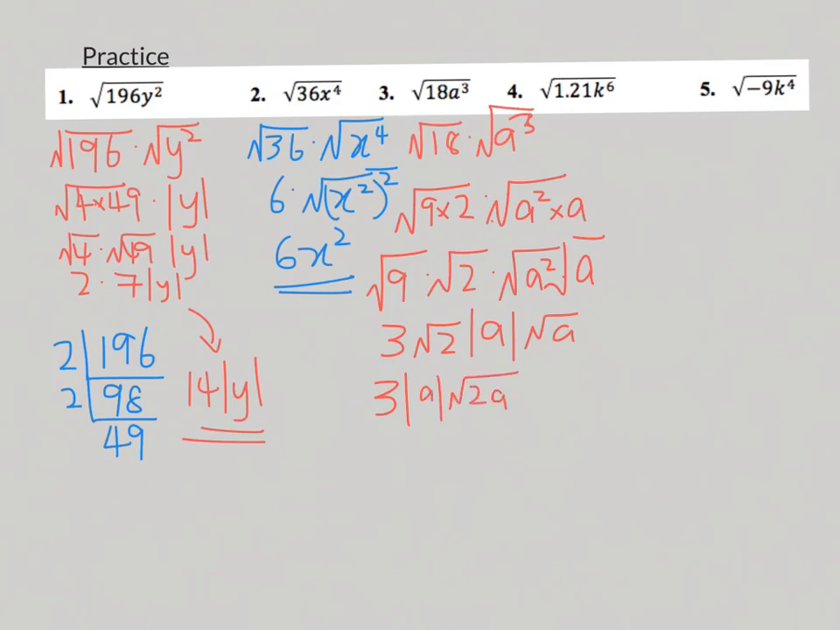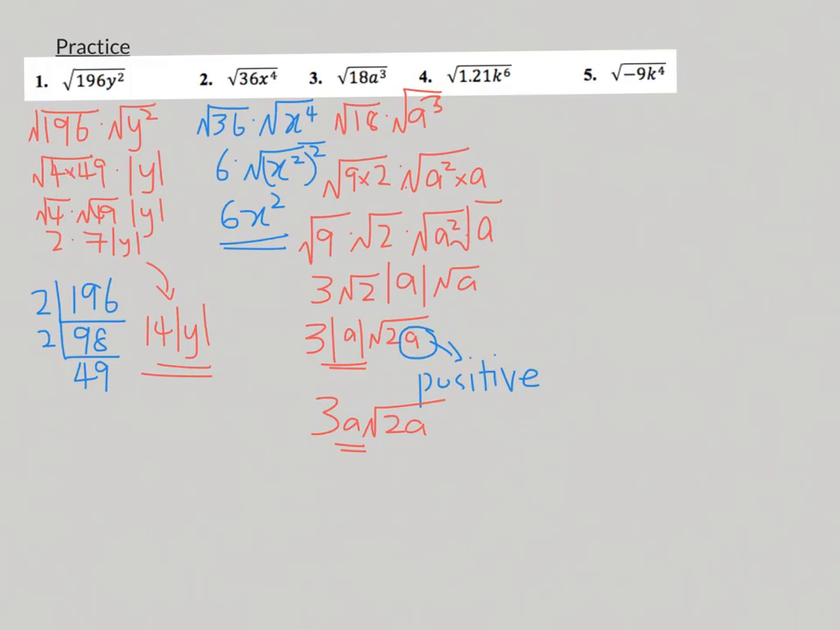That would give us 3 times the absolute value of a times the principal root of 2a. Let's think about whether it is necessary to put a as an absolute value. In order for us to get the square root of 2a, this a has to be positive. Otherwise, we are getting into the world of complex and imaginary numbers, and we are not going to get into that. So in this case, we can just write our answer as 3a times the square root of 2a, because we know that a has to be positive and the absolute value of a in this case is unnecessary.